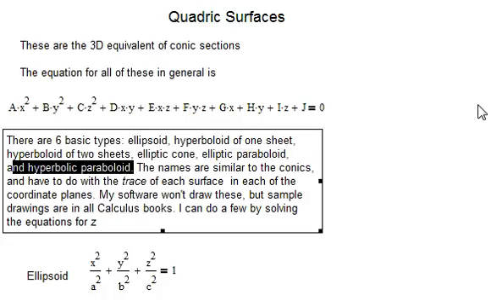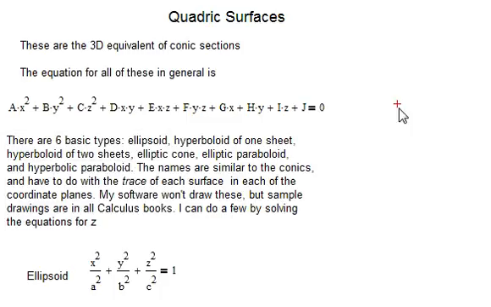And the names are, as you know, if you were to say parabola, ellipse, hyperbola, look how much those words are showing up here. So the names are even similar to the conics, and they do have to do with the trace of each surface in each of the coordinate planes. Remember how to find the trace in the xy plane: let z be 0. To find the trace in the yz plane, let x be 0, etc.